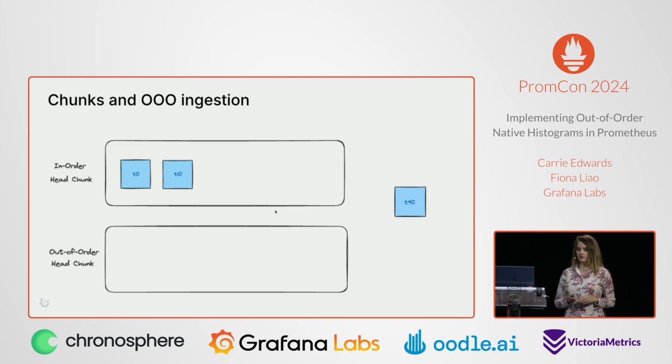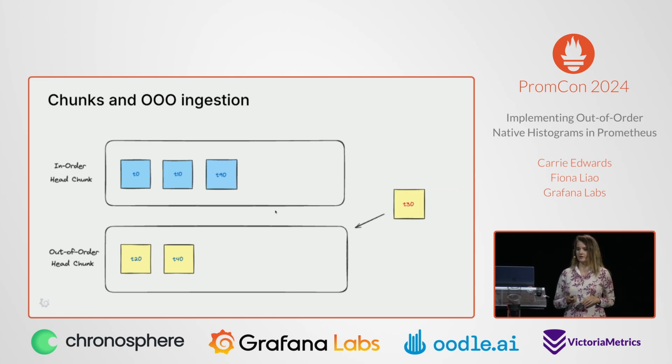When a sample comes in, the timestamp of the incoming sample is checked and compared with the timestamp of the most recently added sample in the in-order head chunk. If the incoming sample's timestamp is later than the timestamp of the most recently added sample, then the incoming sample goes into the in-order head chunk. If the incoming sample's timestamp is earlier than the last timestamp added to the in-order head chunk, then the sample goes into the out-of-order head chunk.